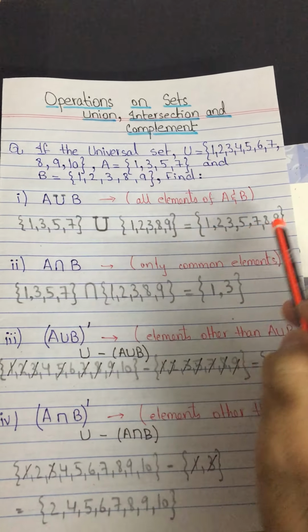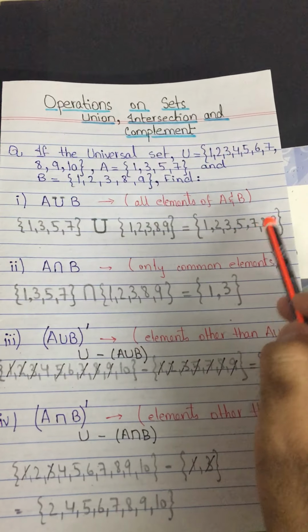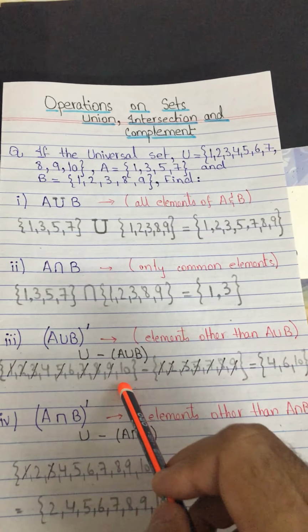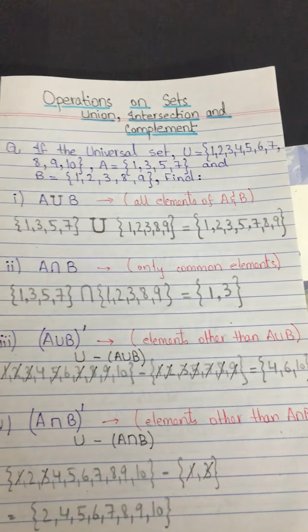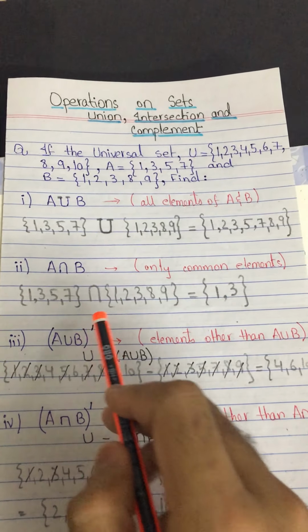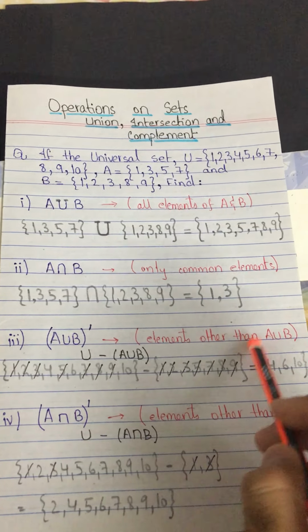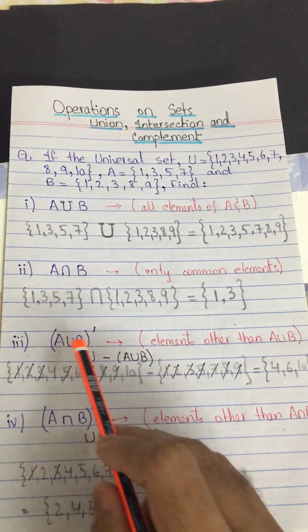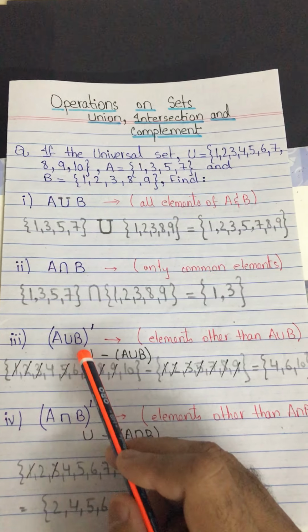The elements which are in A union B will not be the answer of this part. Complement means elements that are other than A union B. So what will I do? I will use a formula for this. This is a very simple formula.